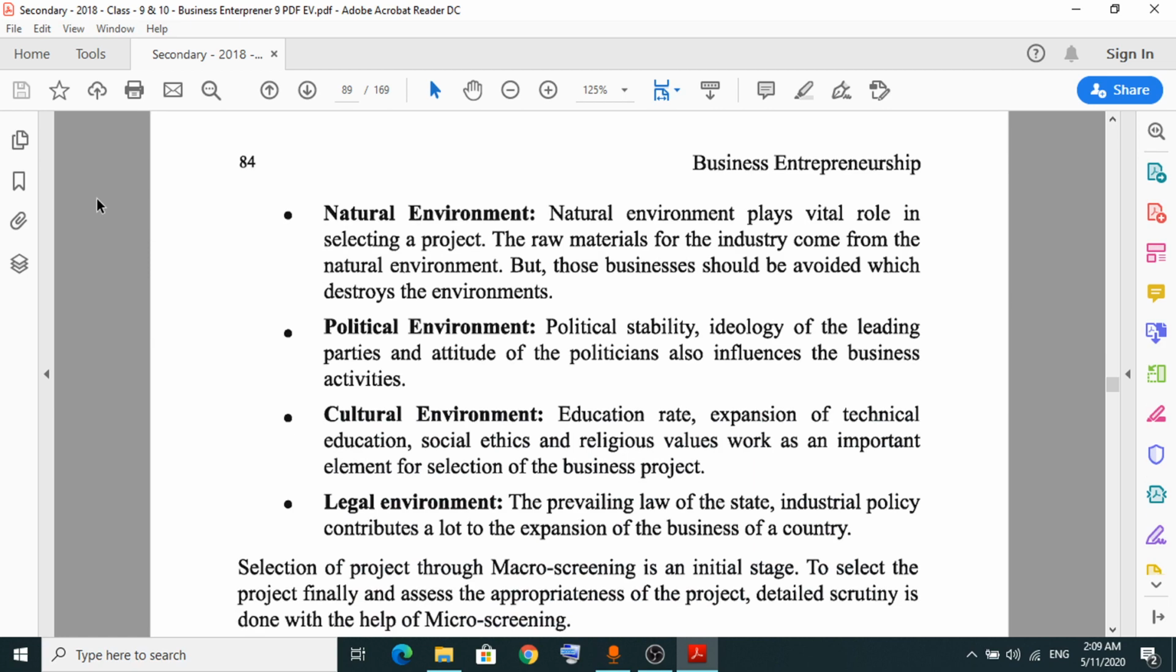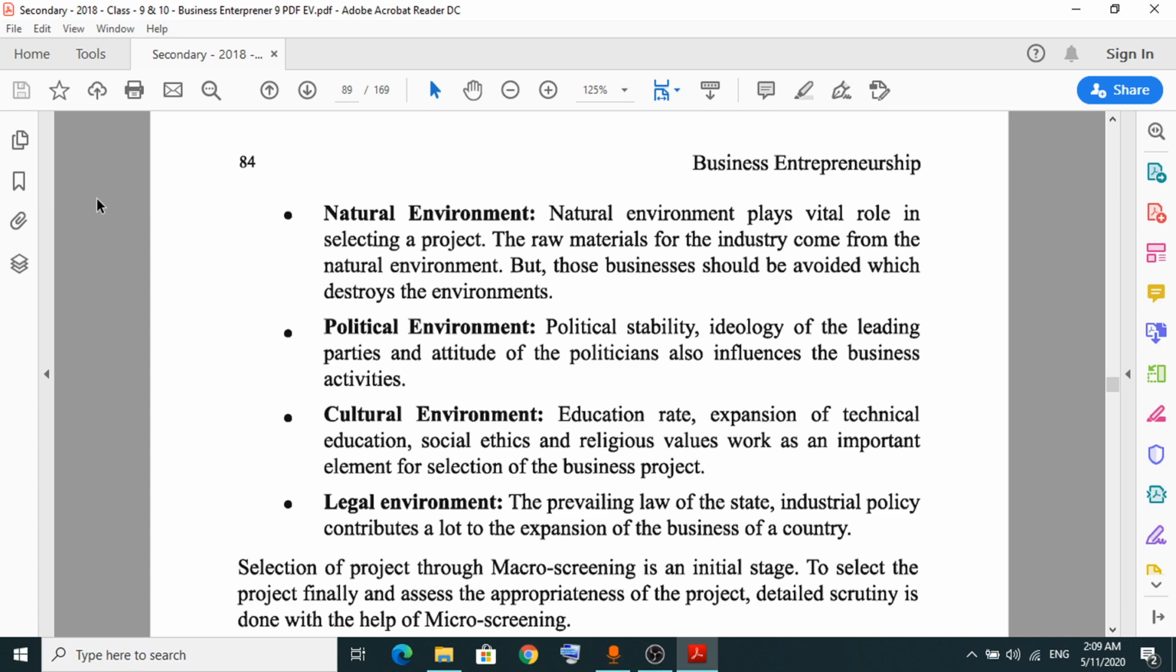Then the third one is natural environment. Natural environment plays a vital role in selecting a project. The raw materials for the industry come from the natural environment, but those businesses should be avoided which destroy the environment. If you want to start a business in a new area, state, or country, you have to depend on the natural environment of that area or country. This is an important factor you cannot deny or ignore.